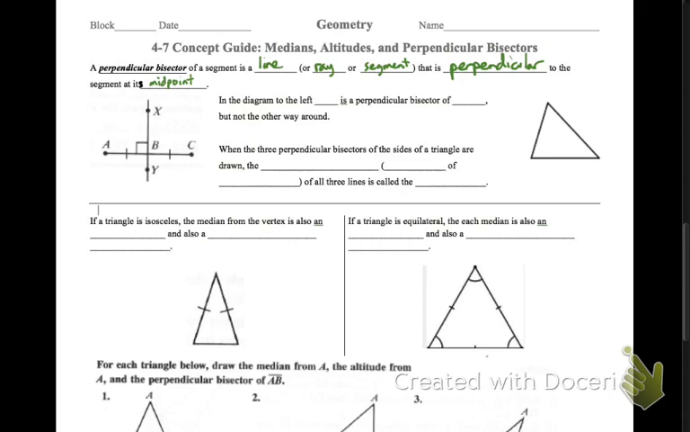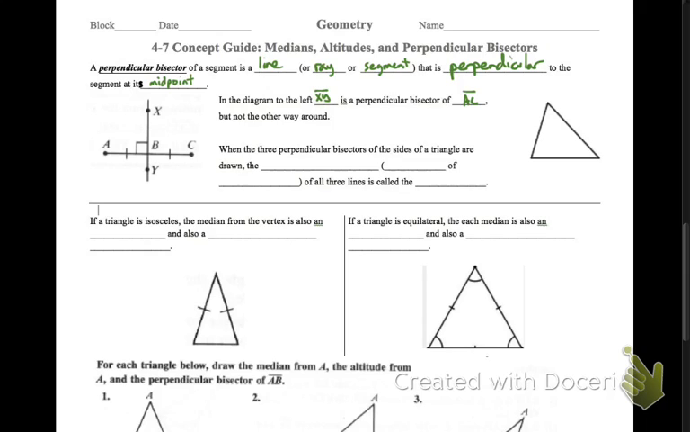All right? So in the diagram over here on the left, XY is a perpendicular bisector. B must be the midpoint because there's two congruent segments. So, oh, that's totally backwards. Hold on. There. XY is the perpendicular bisector. They're both perpendicular to each other, but the one that is being bisected is AC. XY is a perpendicular bisector of AC, but not the other way around.